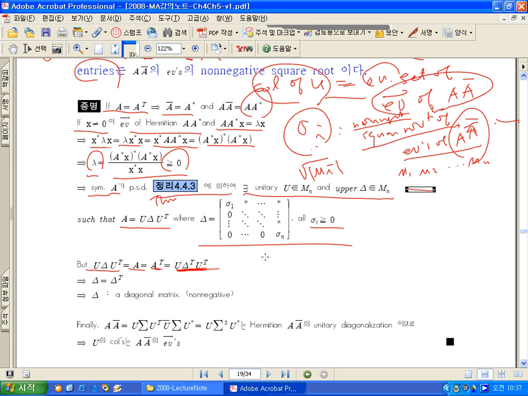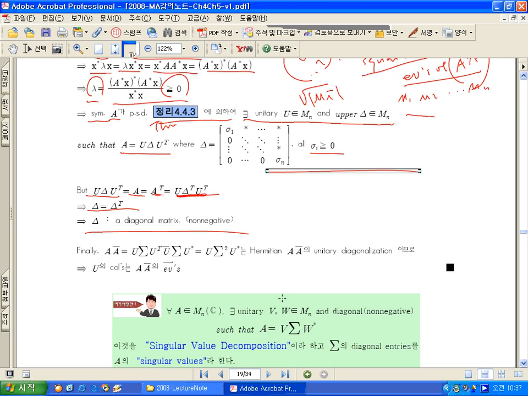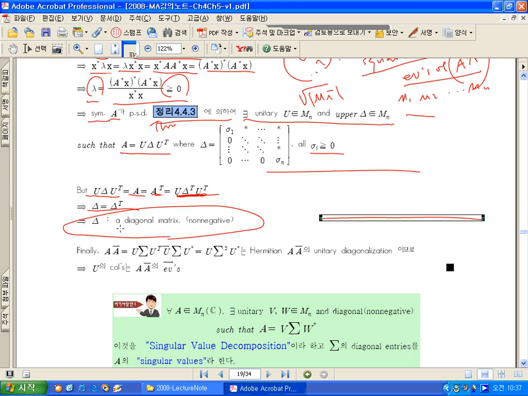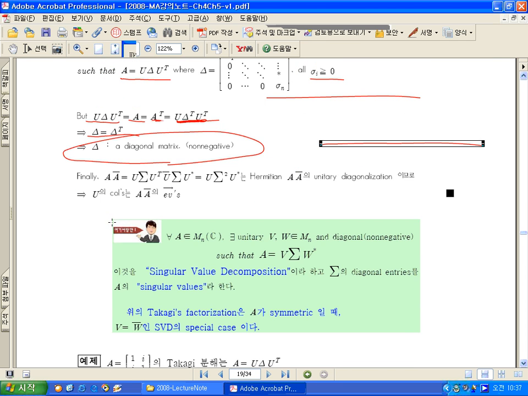But that means, because U is a unitary matrix, delta is equal to delta transpose. What that means is delta is a diagonal matrix. And also all the diagonal entries are non-negative, so delta is a non-negative diagonal matrix. Finally, A conjugate can be written in this way, which can be written in this way.